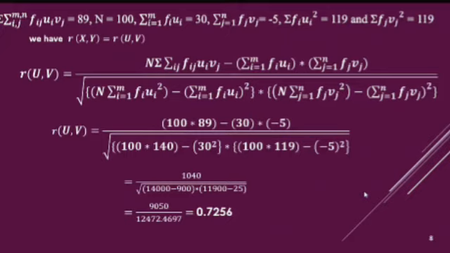Then you have the formula RUV equal to capital N double summation Fij Ui Vj minus summation FiUi into summation Fj Vj, divided by square root of, there is a bracket there, one bracket into another bracket, okay? N into summation FiUi square minus summation FiUi whole square, into capital N into summation Fj Vj square minus summation Fj Vj whole square. Substitute all the values and simplify that, you will get 0.7256.